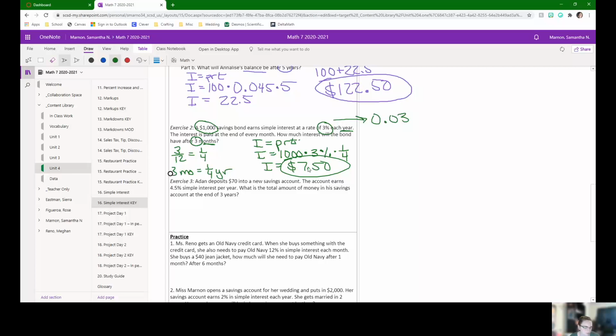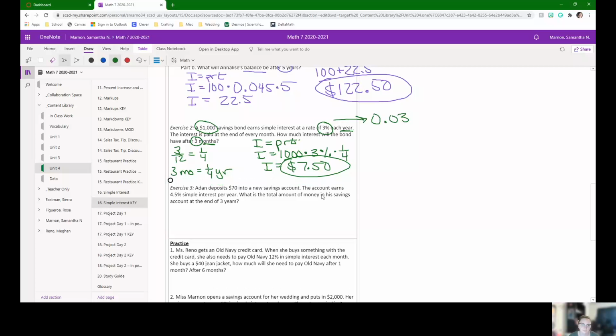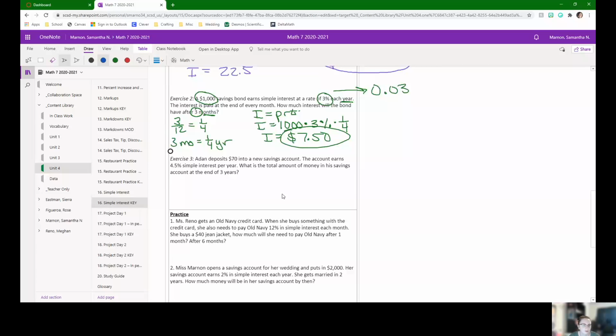So again, that's not that much, but it's only after 3 months. They only let it sit for 3 months and they got $7.50 for it. And they just wanted to know the interest, not the total balance, for this question. Let's look at one more together. And I'll switch my color back to blue.